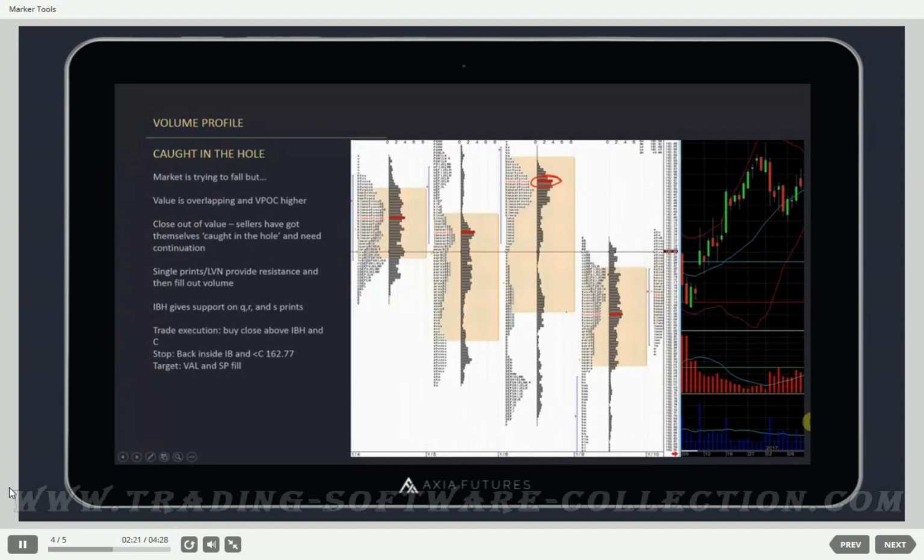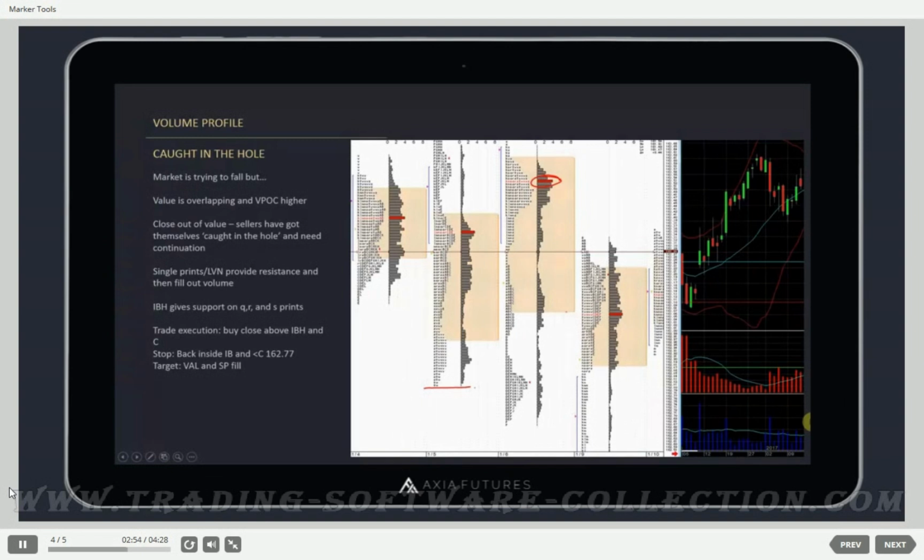Now, what happens after that is we get this move back up and we break on the end prints above the initial balance high, above the close and above this low. So now you're thinking, right, anyone who was holding on to those shorts and people who may well have added as the trade did work, it did push them on side, are now trapped. Any moves, any closes back above this initial balance and you're looking for a move higher.